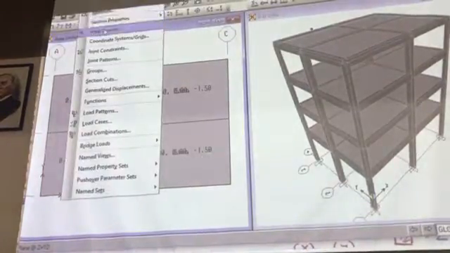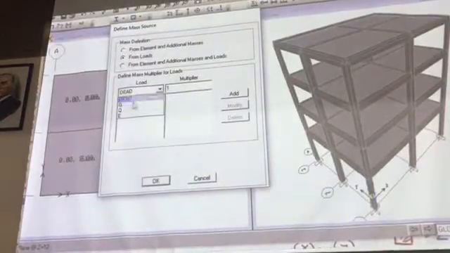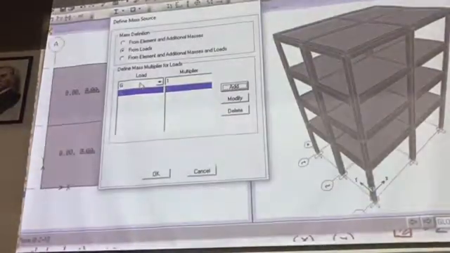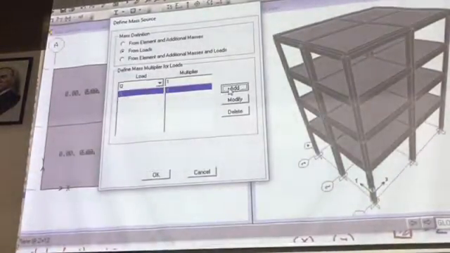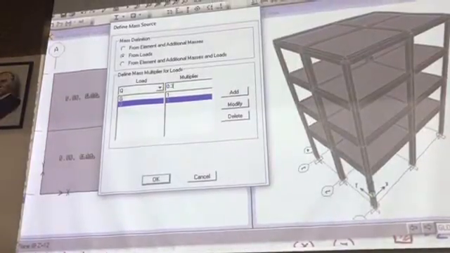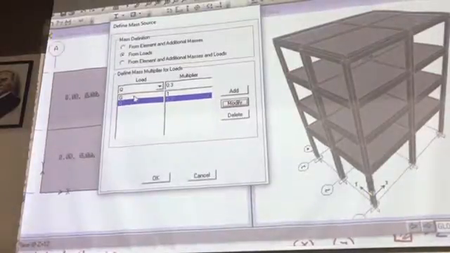Define mass source from loads. Which loads? I will include G, multiplier will be 1, and I'm going to include Q, and the multiplier will be 0.3, okay? 30% of Q will be included in the mass.